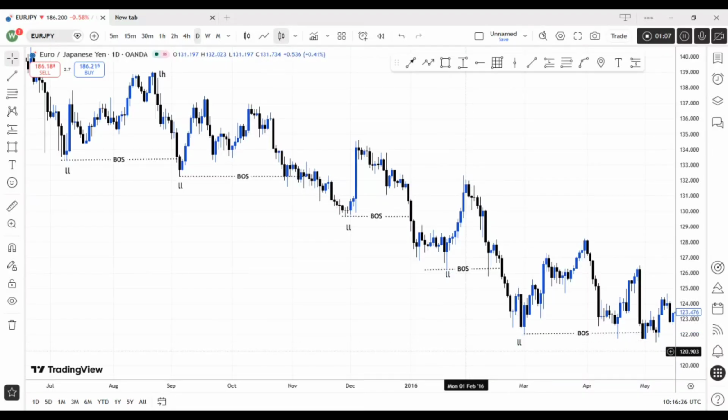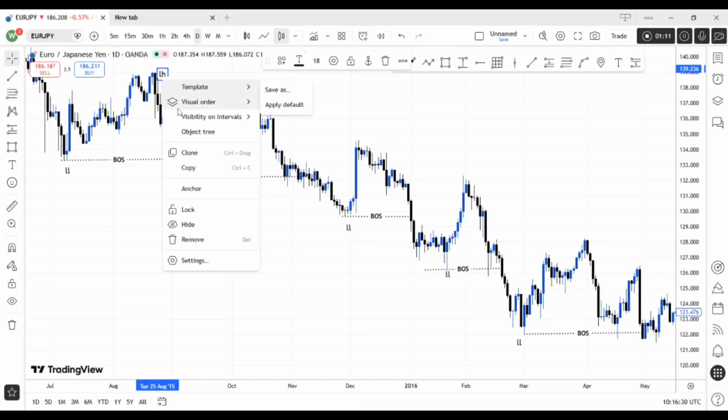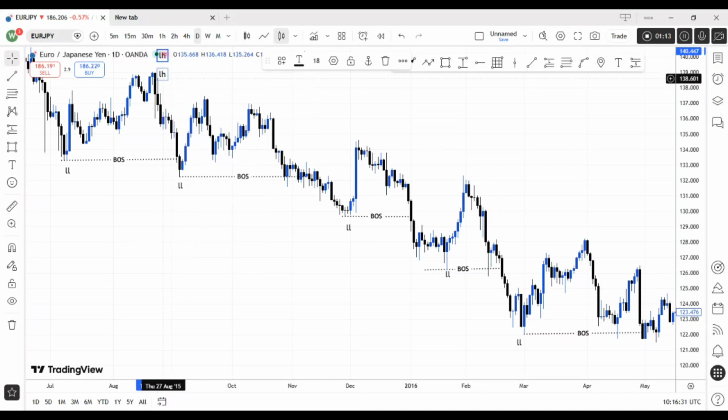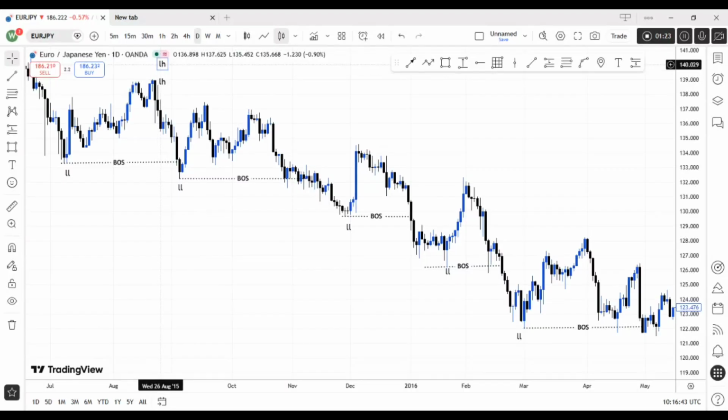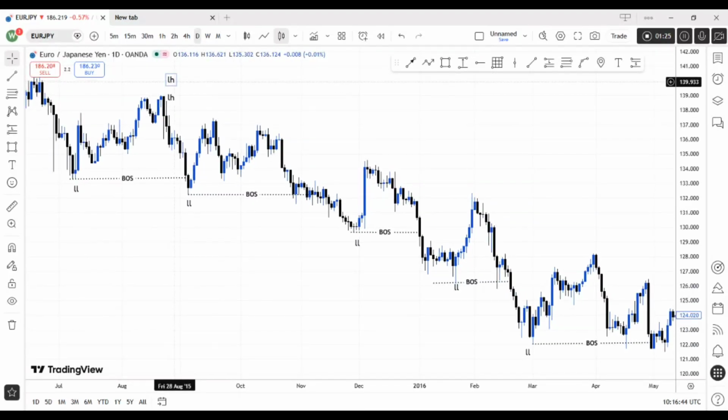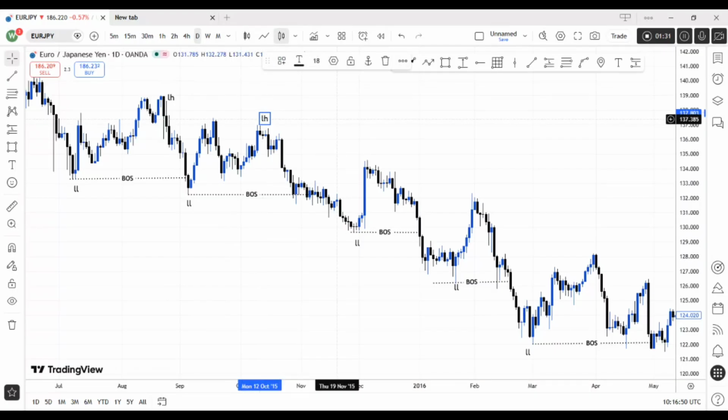So here we are seeing the market forming lower lows and lower highs, lower lows and lower highs. So that's all about market structure.